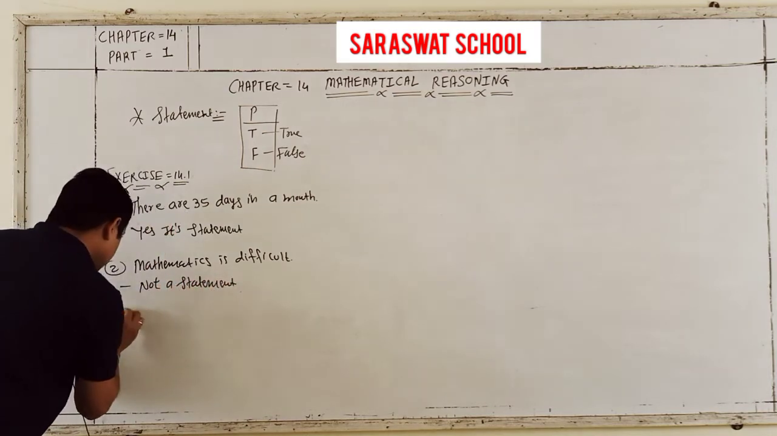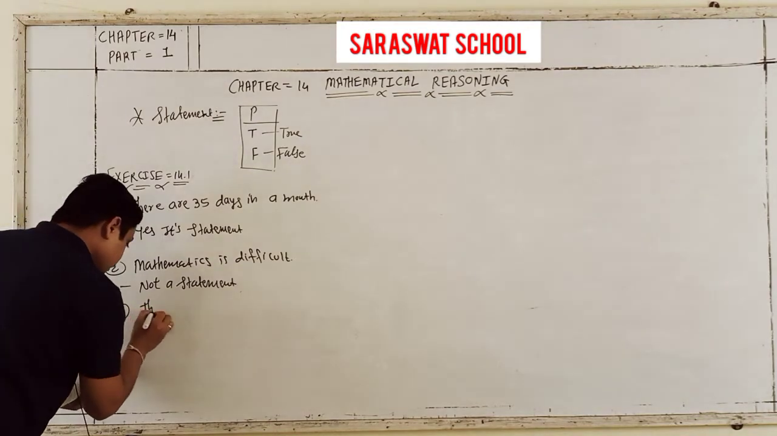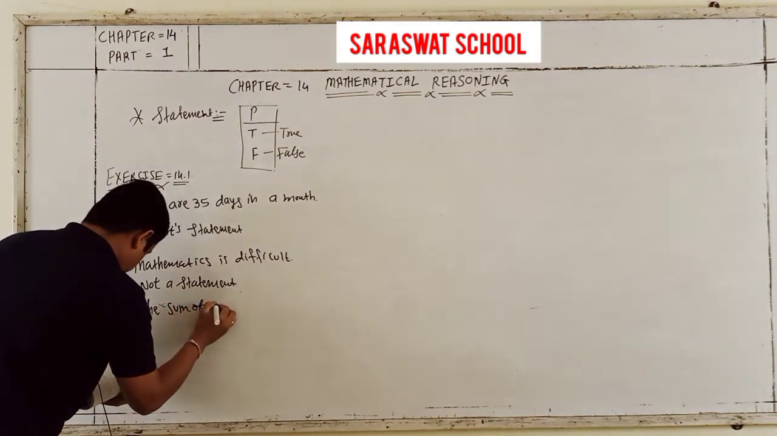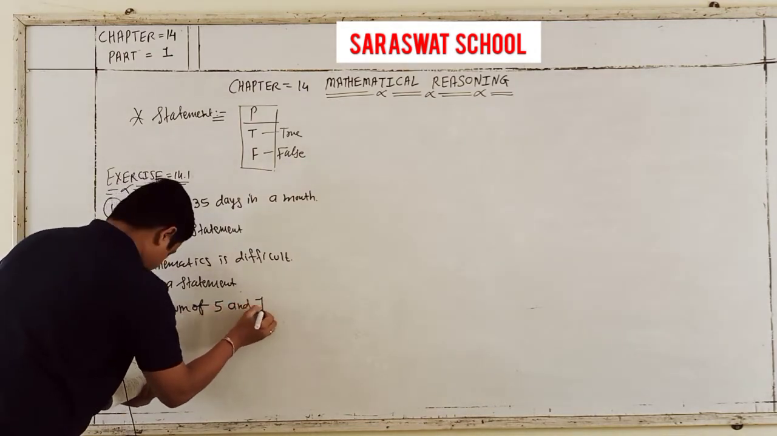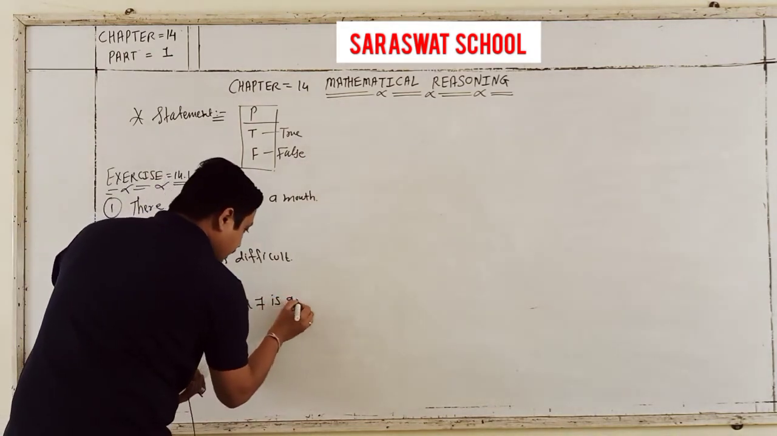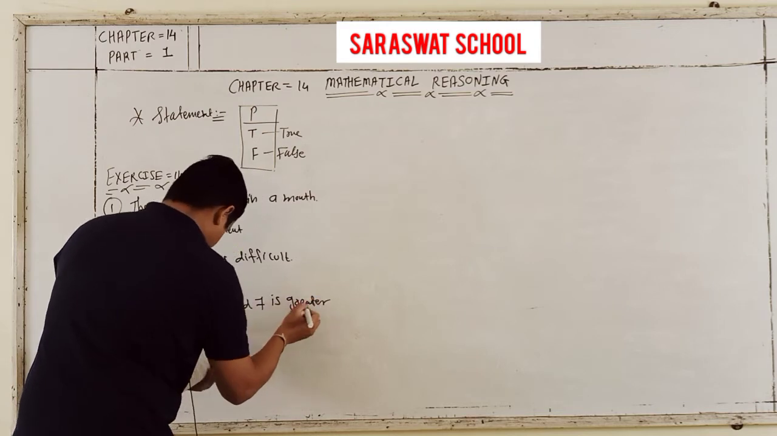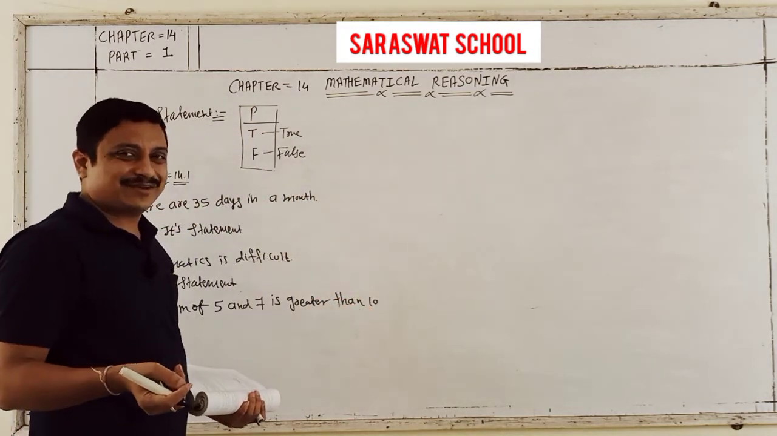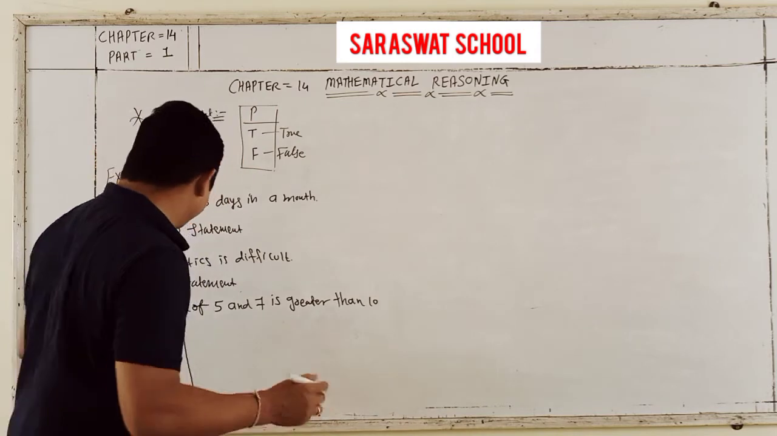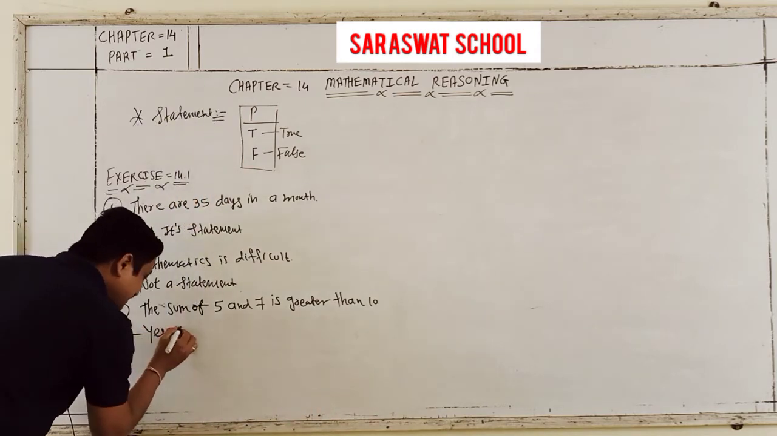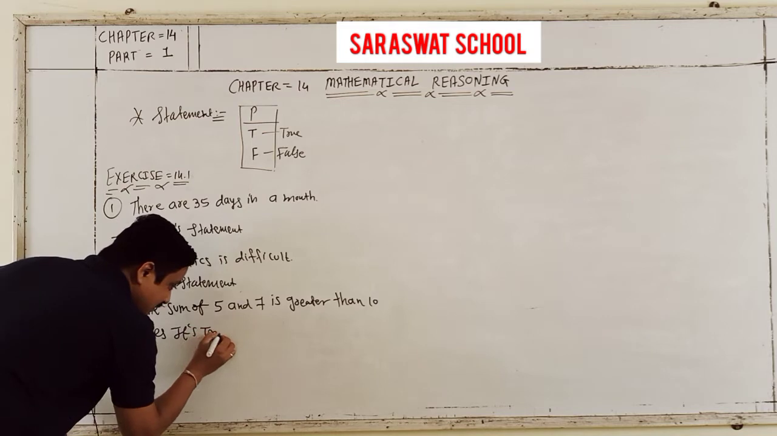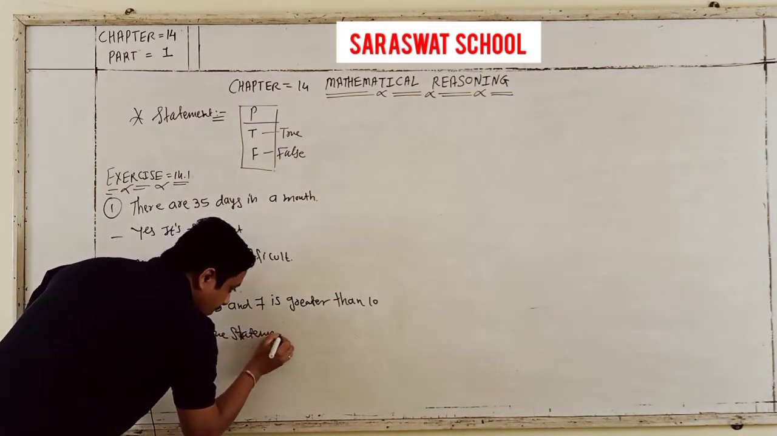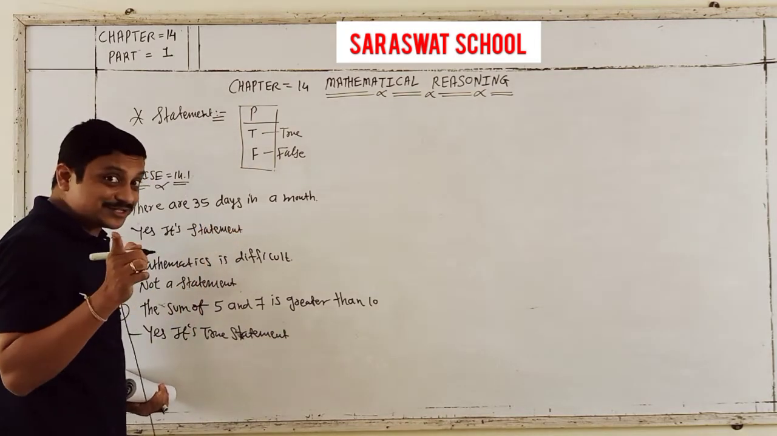Third, very easy: the sum of 5 and 7 is greater than 10. You know that 5 plus 7 is obviously greater than 10. It is a true statement. I will write down yes, it is a true statement. If false is given, then also it is a statement.